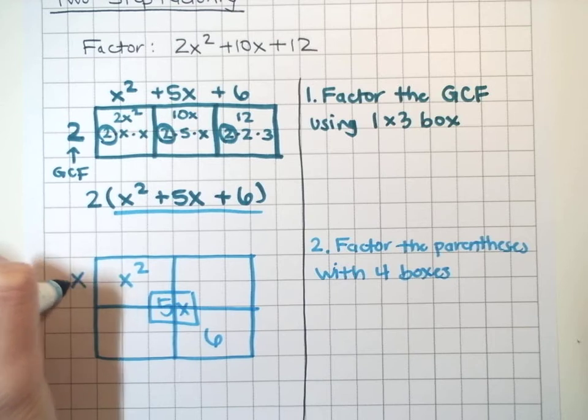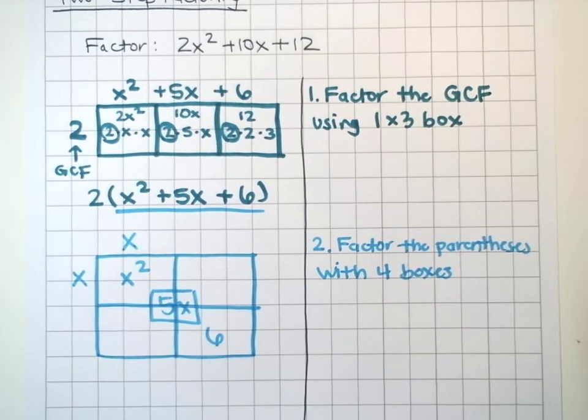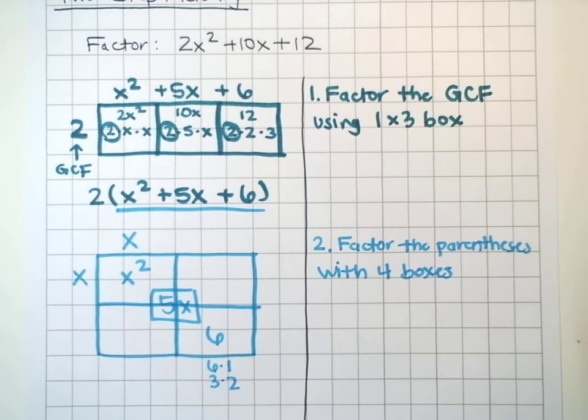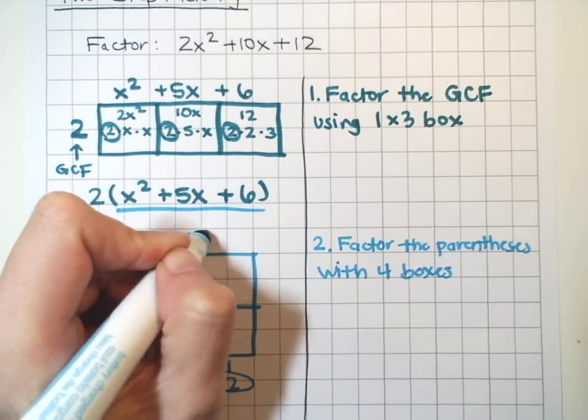What multiplies to give us x squared? We have x and x. And then what multiplies to 6 and adds to 5? So it could be 6 and 1, 3 and 2. I think those are our only options. So which of those adds to 5? Of course, the 3 and the 2.